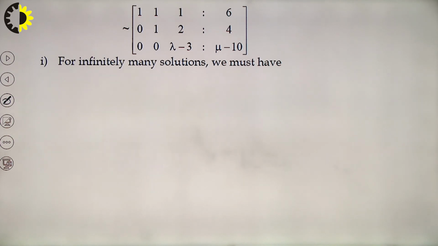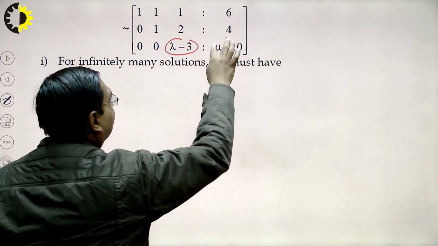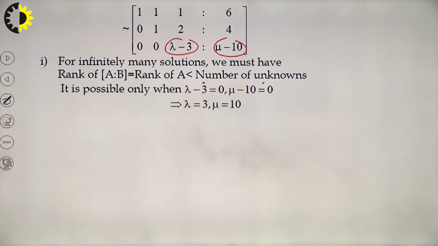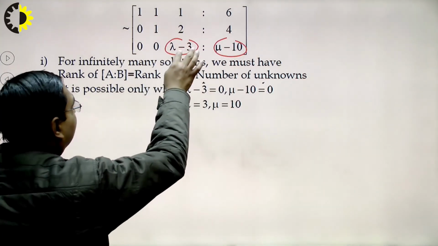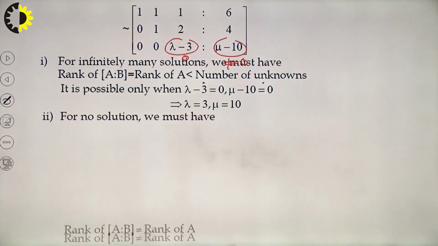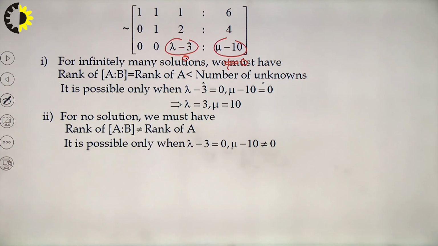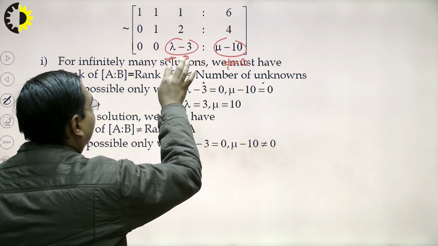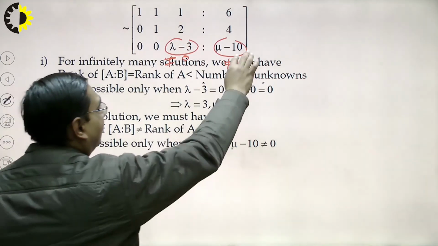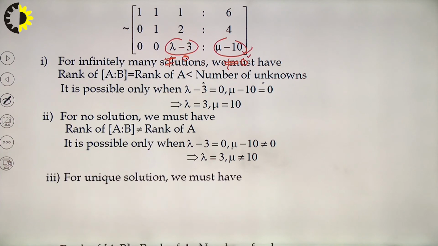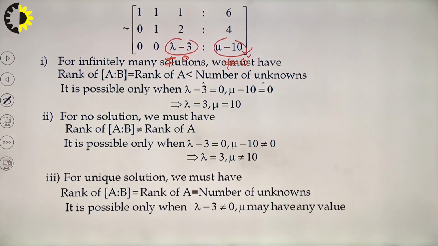For infinitely many solutions, both of these must be 0. So, lambda equal to 3 and mu equal to 10. For no solution, this should be 0, but this should be non-zero. So, lambda equal to 3, but mu not equal to 10. And for a unique solution, if this element is non-zero, then this will make no difference, and in that case lambda is not equal to 3, and mu can have any value.